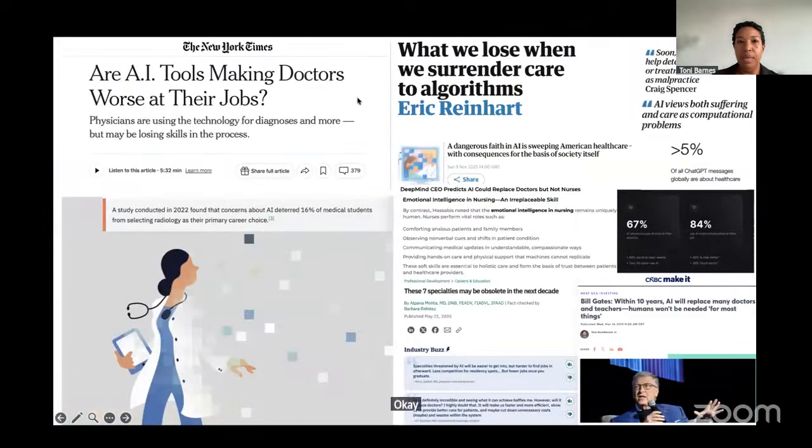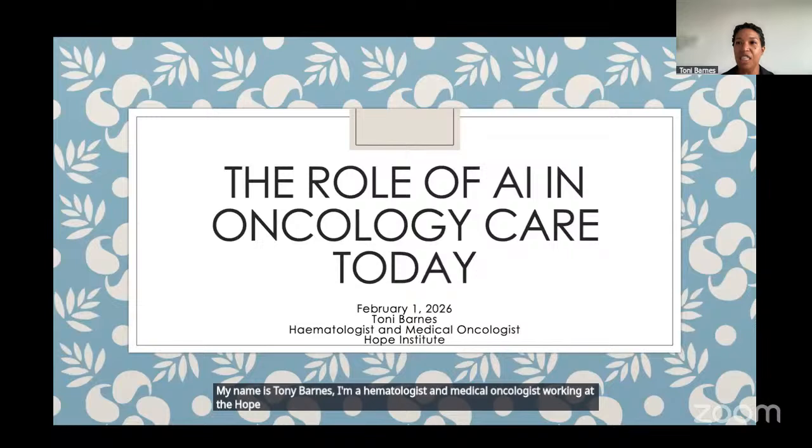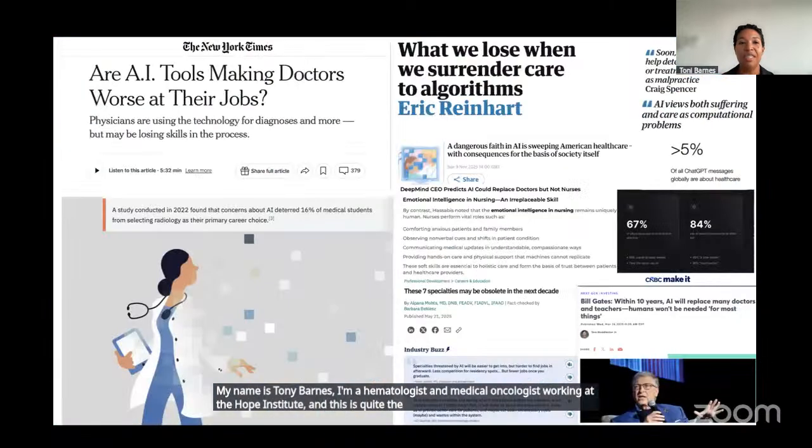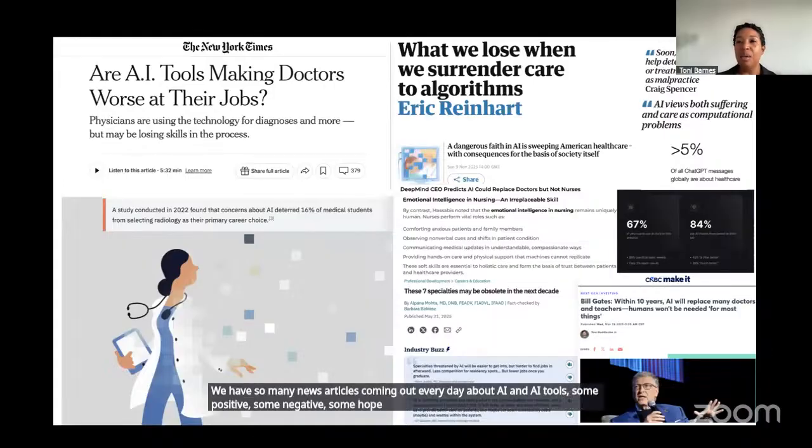Okay, so today I want to discuss the role of AI in oncology care. My name is Tony Barnes. I'm a hematologist and medical oncologist working at the Hope Institute. And this is quite the controversial topic. We have so many news articles coming out every day about AI and AI tools, some positive, some negative, some hopeful, and some quite drastic and frightening.